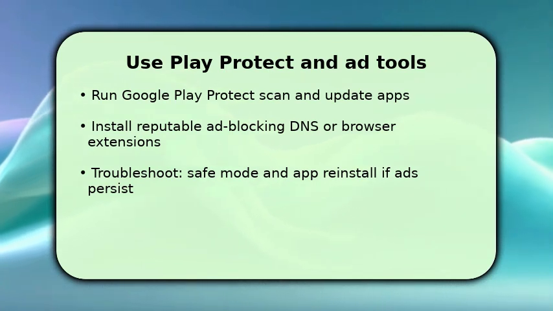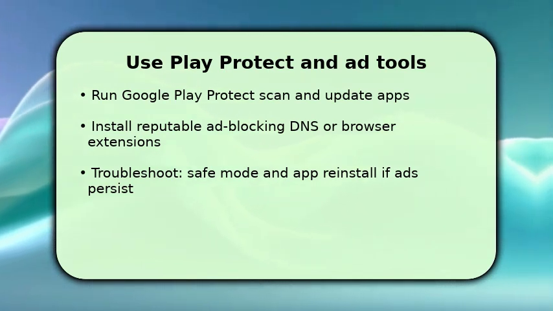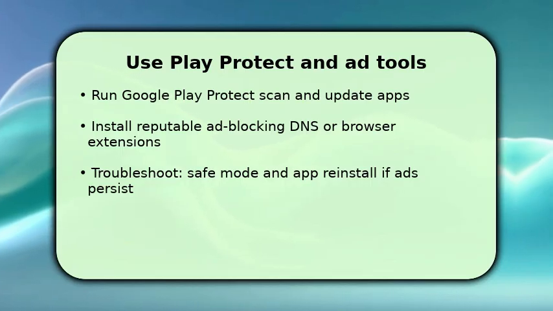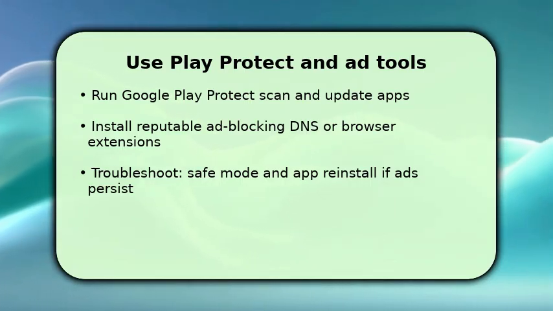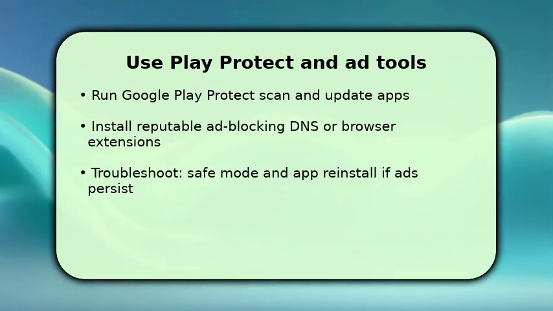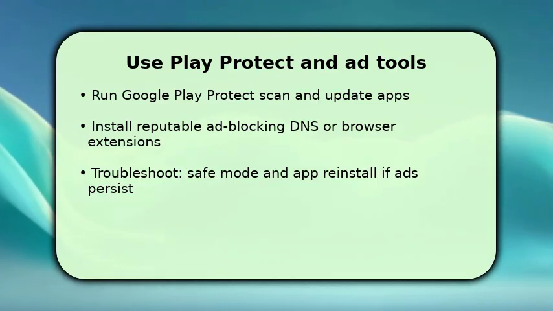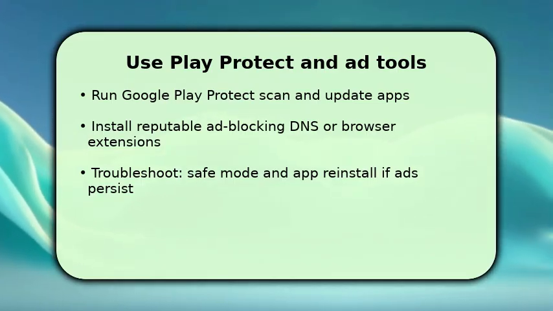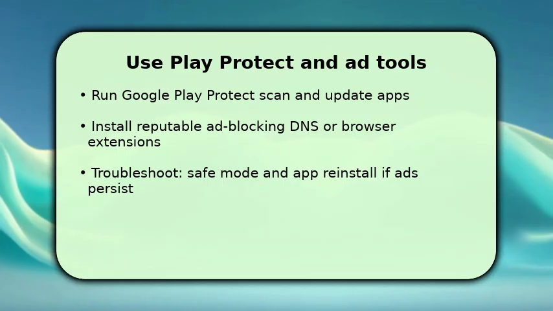Next, configure a secure DNS or use a privacy-focused browser with built-in ad blocking to reduce web ads system-wide. If ads persist, reboot into safe mode to see if a third-party app is the culprit. If it is, uninstall that app or reinstall it cleanly. One key troubleshooting tip: safe mode isolates apps so you can identify and remove the offending app quickly.